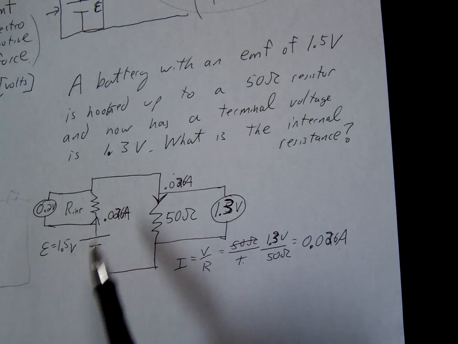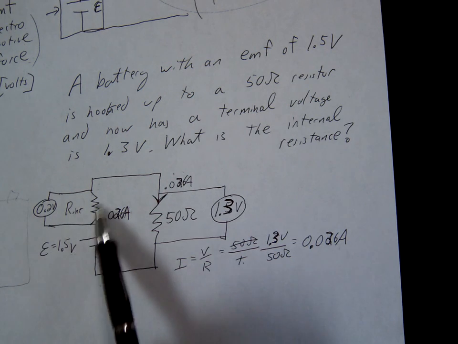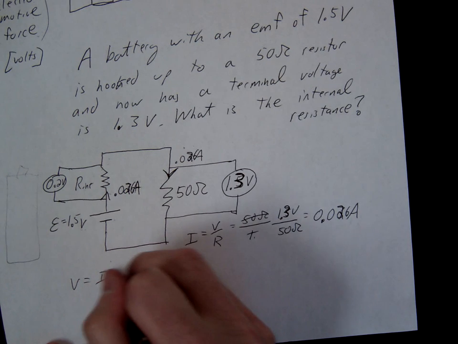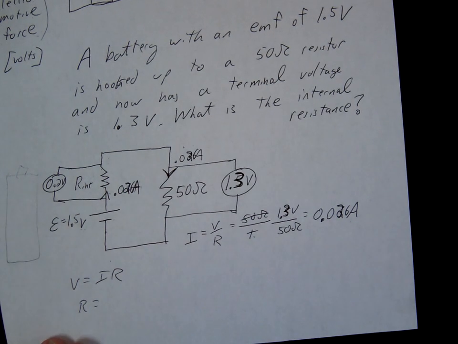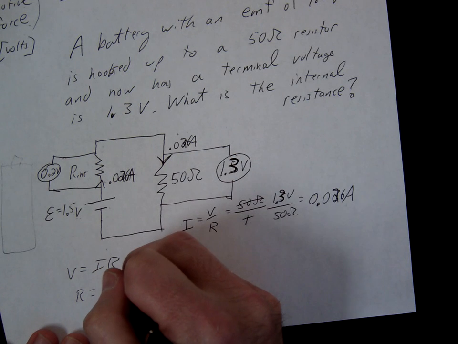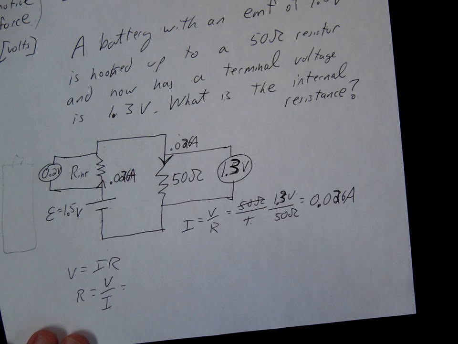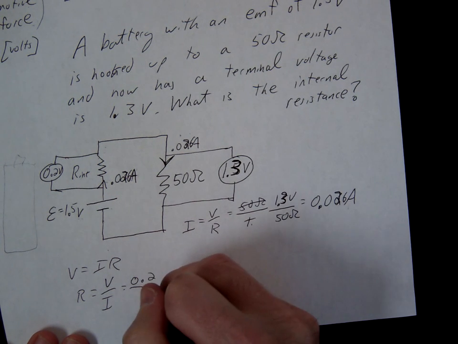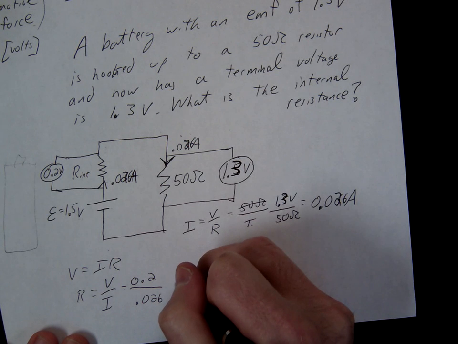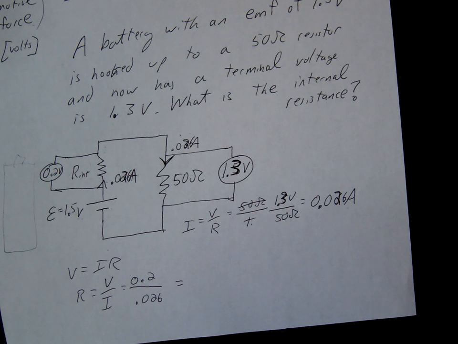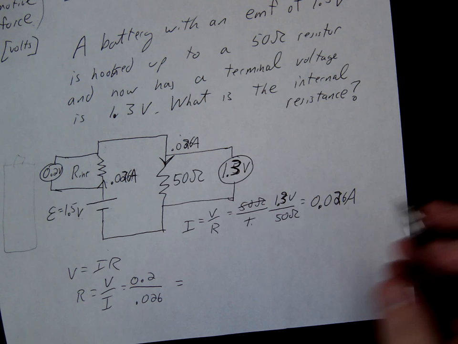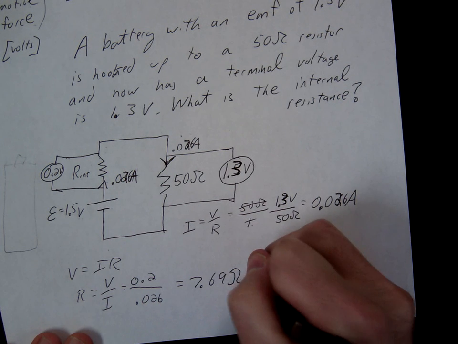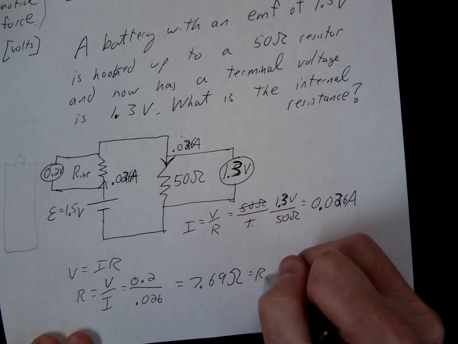Alright, how do we finish this up? If we know voltage, we know current, what do we do next? Okay, we'll use Ohm's law again. V equals IR, or R equals V over I. So we're going to use 0.2 divided by 0.026. That gives 7.69 ohms. So that's our internal resistance.